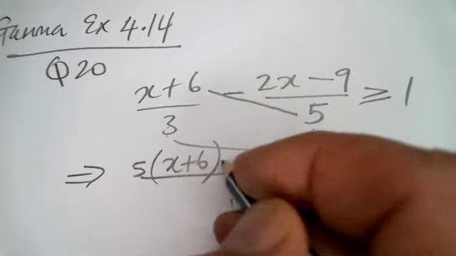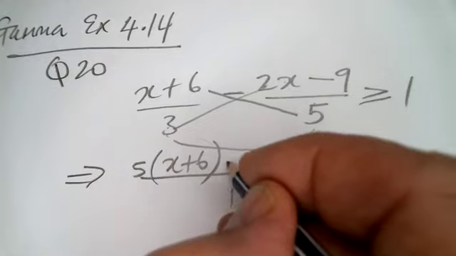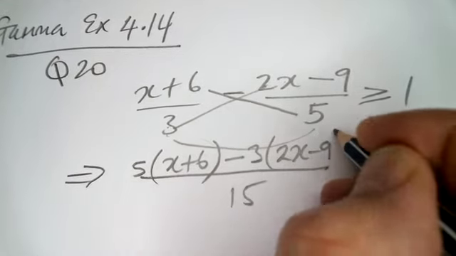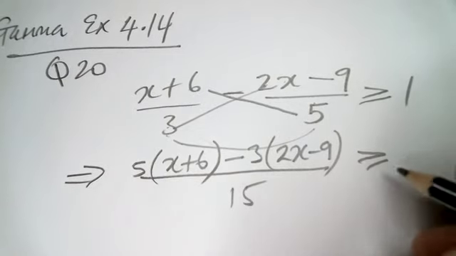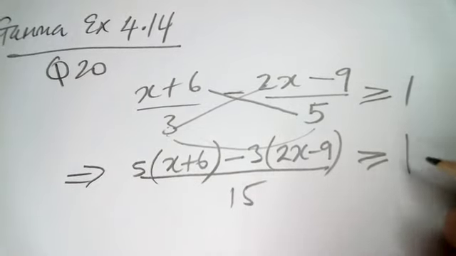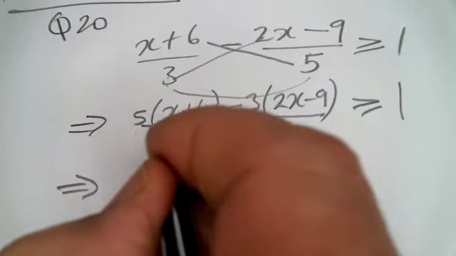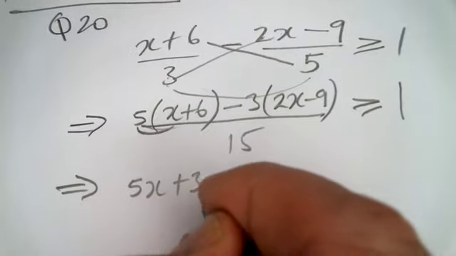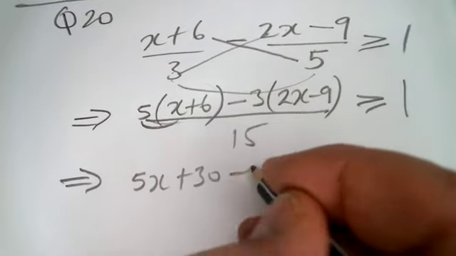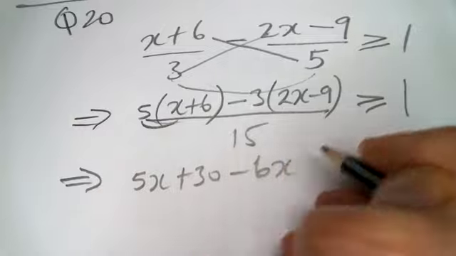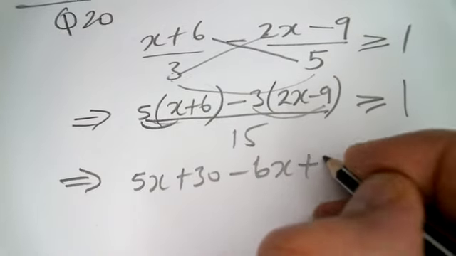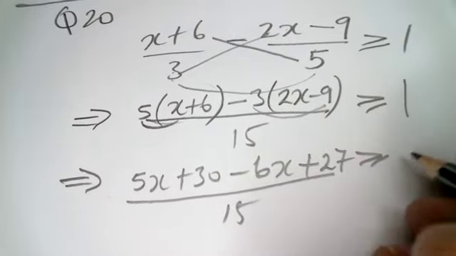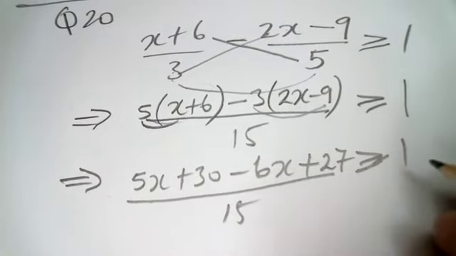All right, so let's go 3 times this thing here, which is going to be minus 3 lots of 2x minus 9, and I've got greater than or equal to 1. I'm going to expand out those brackets, so 5x is 5x, 5 6s are plus 30, minus 3 times 2x is minus 6x, minus 3 times minus 9 is plus 27, all over 15 is greater or equal to 1.